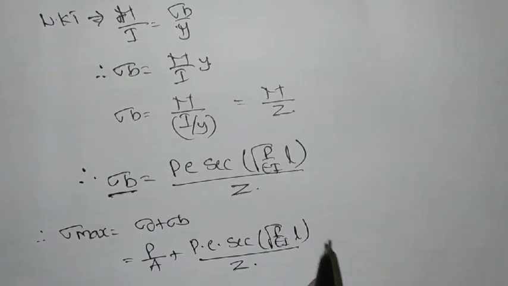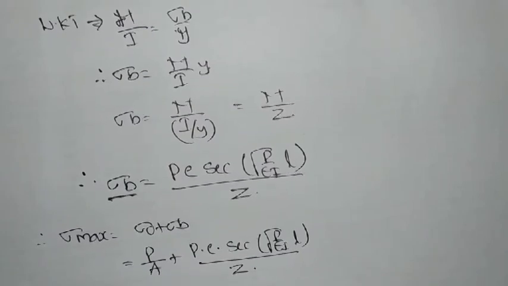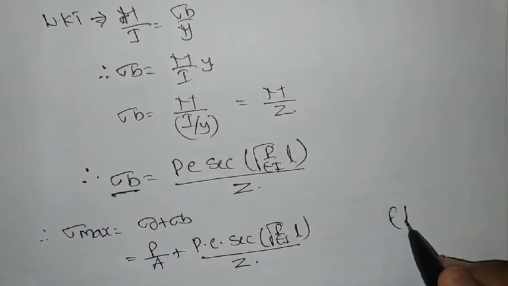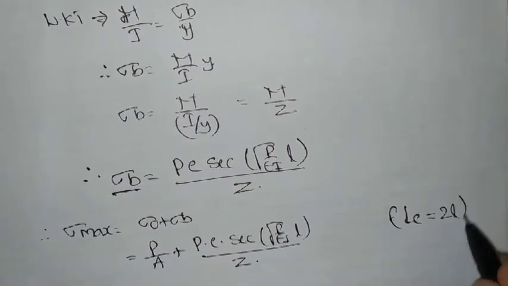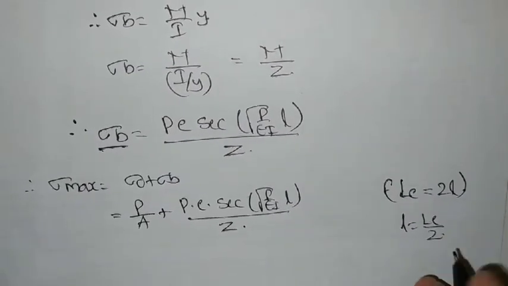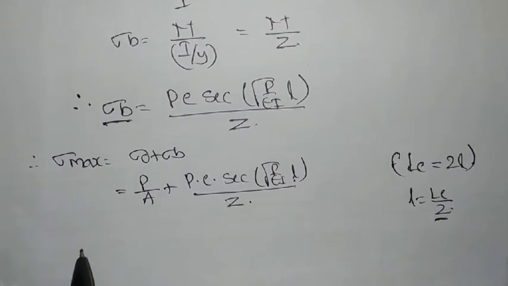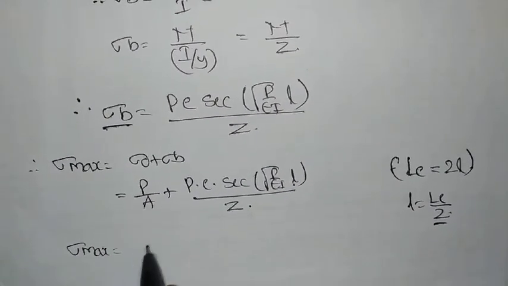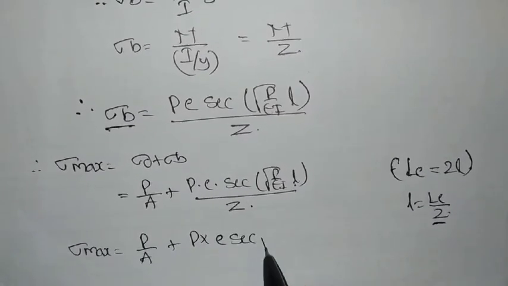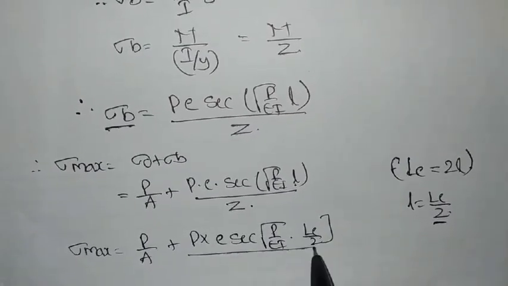Here the condition they have given us is when one end is fixed and the other end is free. So the value of effective length can be written as 2L. From this, the value of L can be written as Le by 2. Just substitute this Le value in the length term. Then sigma max can be written as P by A plus P into e into secant of root P by EI into Le by 2, divided by Z.